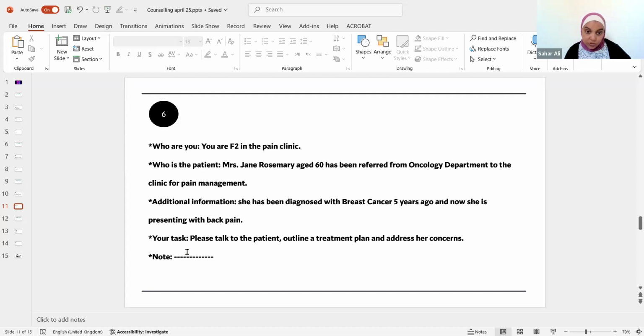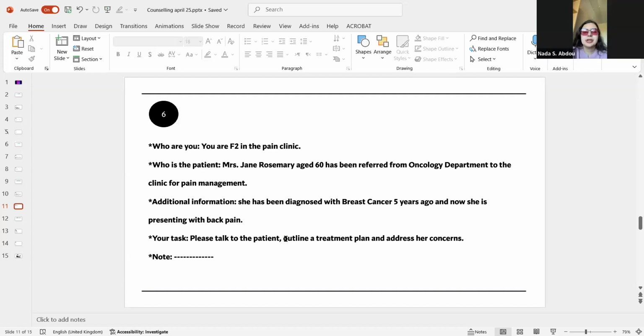And then what's your task? Please talk to the patient, outline a treatment plan, and address her concerns. You talk to the patient and outline the treatment plan. What is your plan in this case? Giving the appropriate painkiller and what? Something else besides the pain. The patient has chronic back pain. Do you think that she will benefit from physiotherapy?